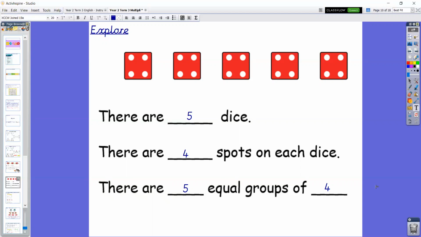Well done. So we know that the digit 5 represents how many dice there are and the amount of equal groups. We know that the digit 4 represents the number of spots on each dice. Fantastic. Well done, Year 2.